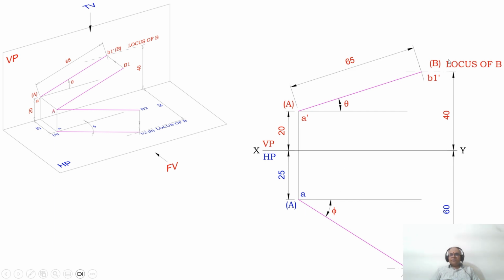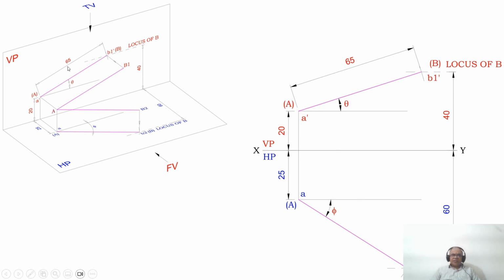Now, you know the locus of B in the front view and the locus of B in the top view. What exactly is the meaning of locus of B? It means the other end point of the true length line in the front view is going to lie on the locus of B in the front view. And similarly, B2 and small b are the endpoints of the true length line in the top view, and they are going to lie on that locus of B.